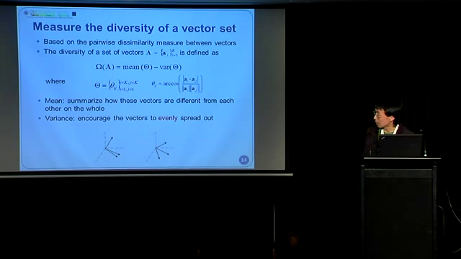Basically, we want to avoid this case in the first graph, that two vectors are very similar to each other, and the third one is quite different. If you compare these two sets of vectors, they basically share the same mean of pairwise angles. However, in this case, the variance is much smaller. And this case is preferred because these vectors are evenly spread out to different directions.